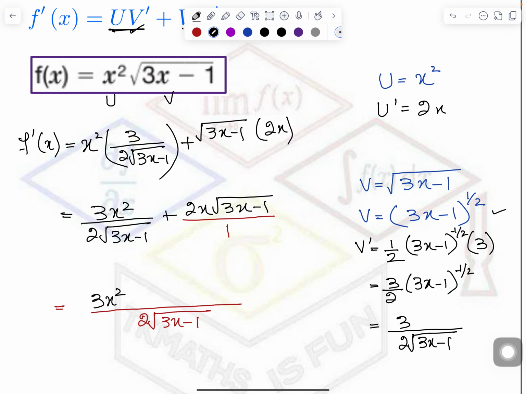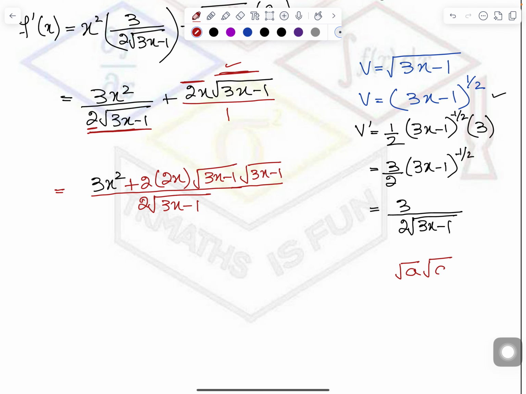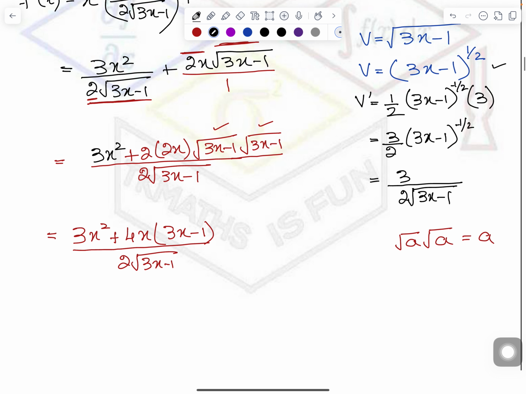right? But the other side will multiply by this whole denominator. So it will become what? 2 times 2x. I'm multiplying 2x by 2 and then root 3x minus 1 by root 3x minus 1. So you must know when you multiply two roots which are the same, what is it equal to? Do you remember? Let me help you recall. If you have root a times root a, it is equal to a. So I've written it here for you, otherwise I could skip this step and write it directly, which I'm writing now. So it will become 3x square plus 4x times 3x minus 1. Why? Because the root of the same thing is equal to what is inside the root, and the denominator is the same. So we will further expand it to add or subtract the like terms, which is a normal practice.